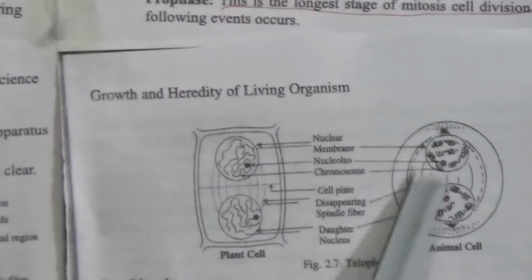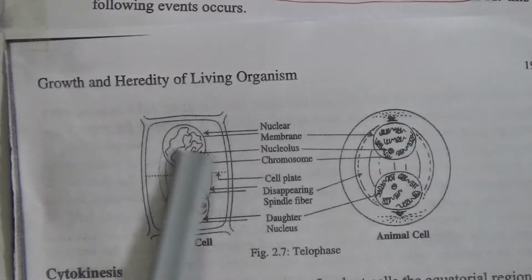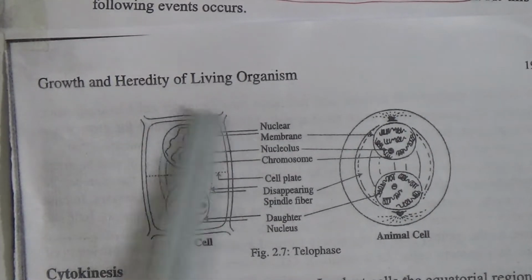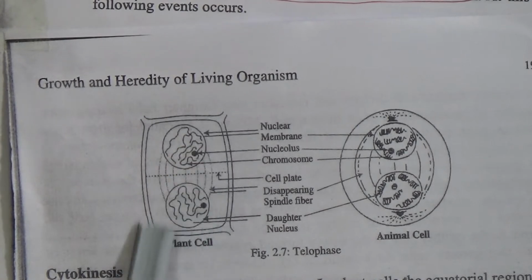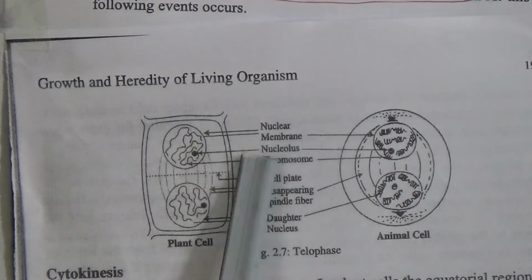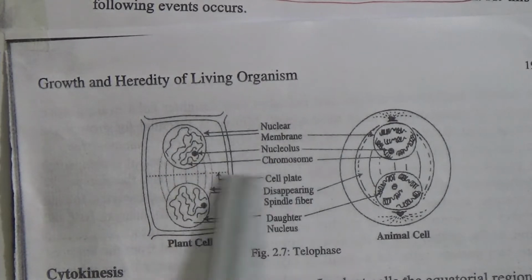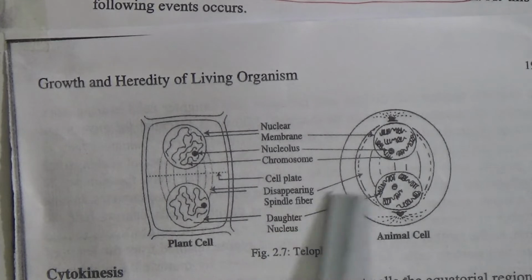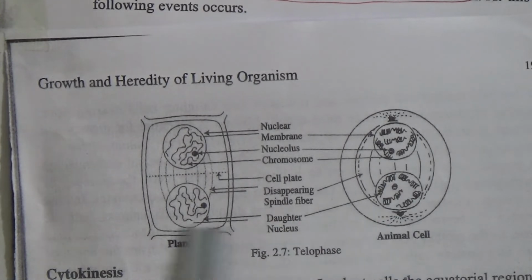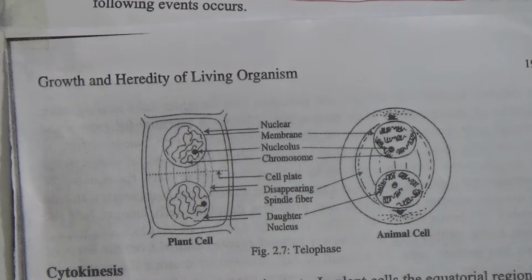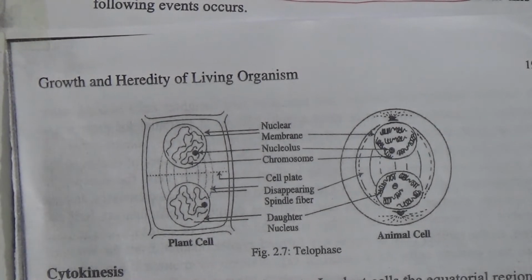My dear students, now see the figure. We can see in the plant cell the two daughter nuclei have been produced. Okay, and this is the nuclear membrane, this is the nucleolus, this is the chromosome. Okay, and this is the cell plate, and the disappearing spindle fiber. Spindle fiber is almost disappearing in this stage, and this is the daughter nucleus. Okay, my dear students, I think all of you have understood these 5 stages properly.